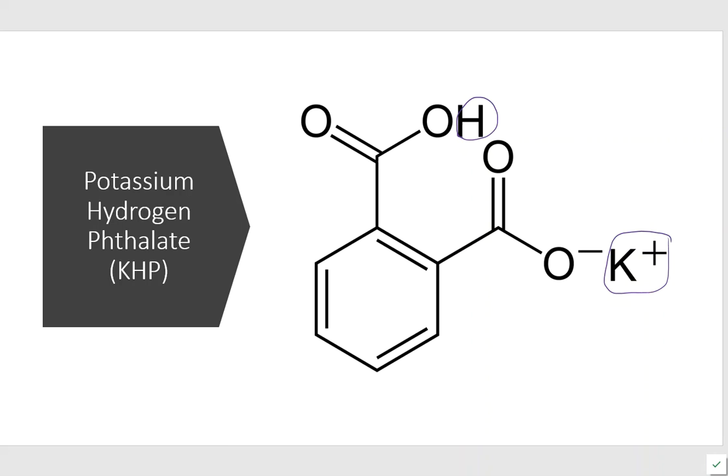This acid can donate a proton. That proton is going to come from the hydrogen that I've circled on the structure. The potassium has nothing to do with it, right? So this acid will react with the base. All right, and this is how this happens. I'm going to take NaOH, and I'm going to react it with KHP.